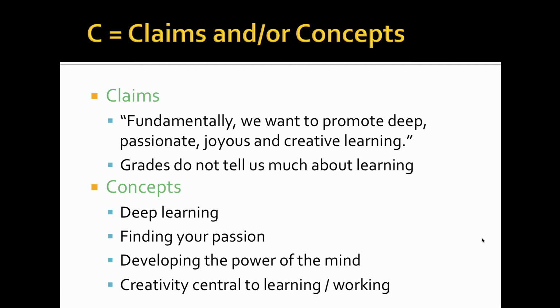Concepts. So here's a list of just say 4 concepts that pop up in this chapter and actually throughout the book. Deep learning, finding your passion, developing the power of the mind, and creativity being central to learning and working. Now remember, these are all Bain's claims or concepts, and as a critical reader, you are not obligated to accept them at all. But what you want to do is understand them.